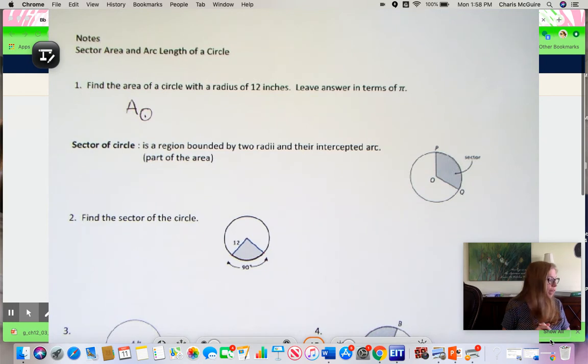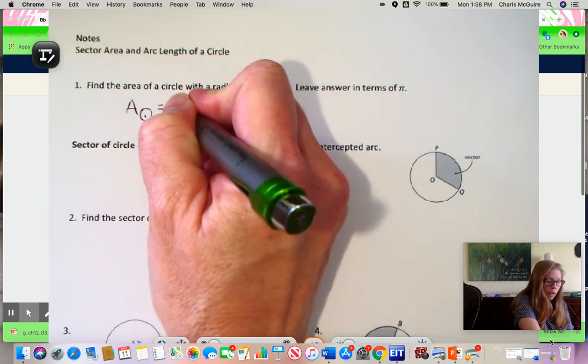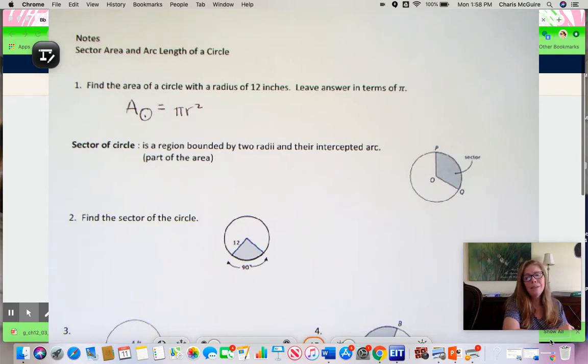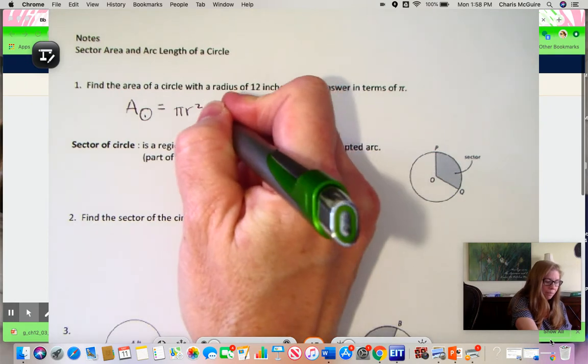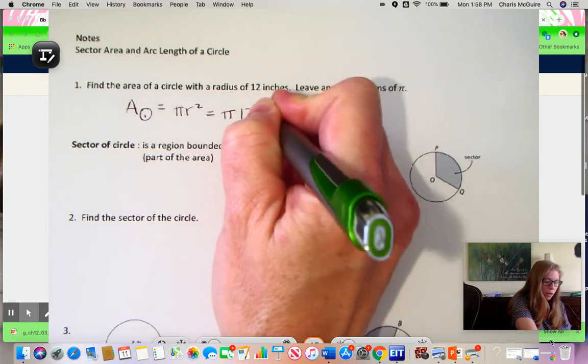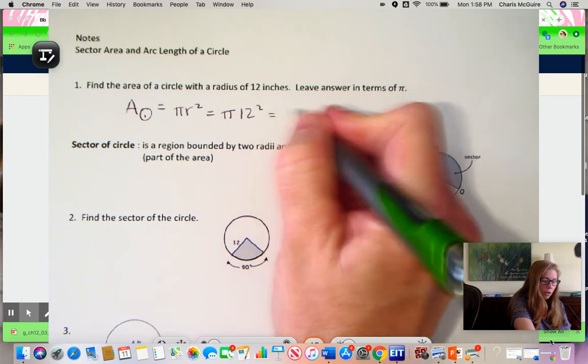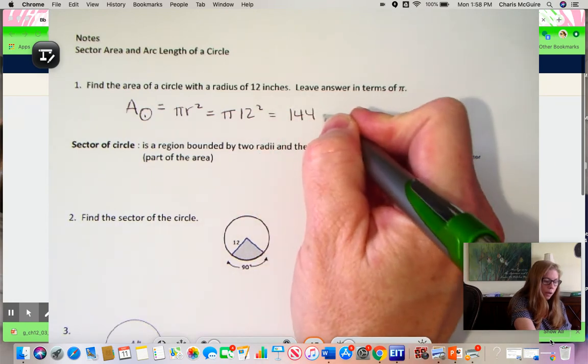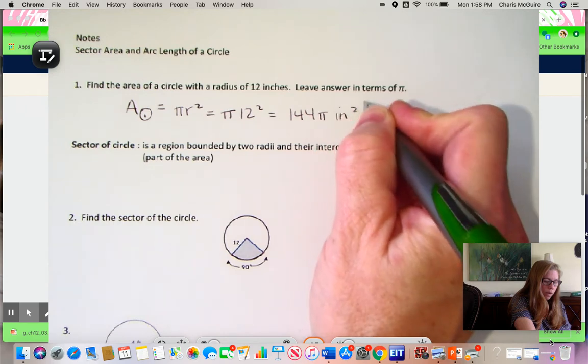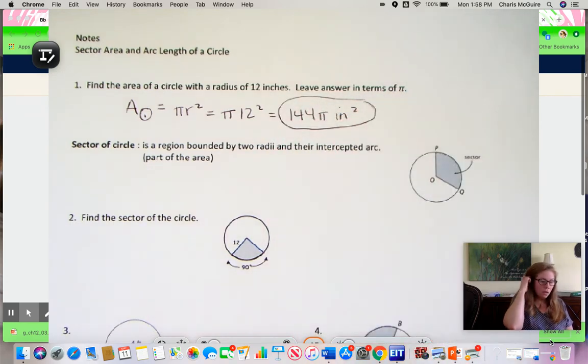All right, well, hopefully you came up with 144 pi inches squared. So when you look at this, you know the formula is pi r squared. You need to know this. This is a very simple formula. Please don't take the SAT and ACT without knowing this. All righty, so we've got the radius is 12. So we have pi 12 squared, and then we're just going to do 144 pi inches squared is our final answer.